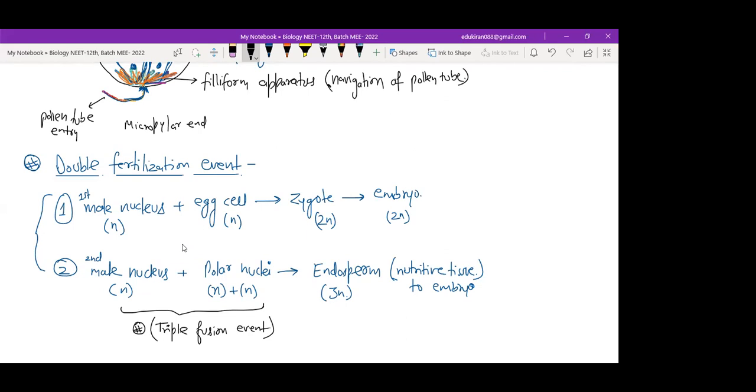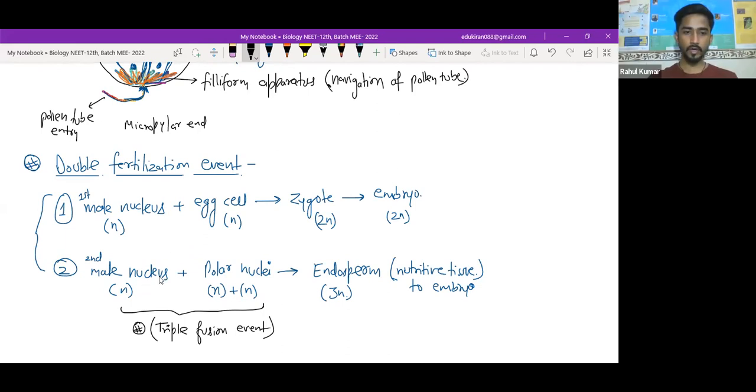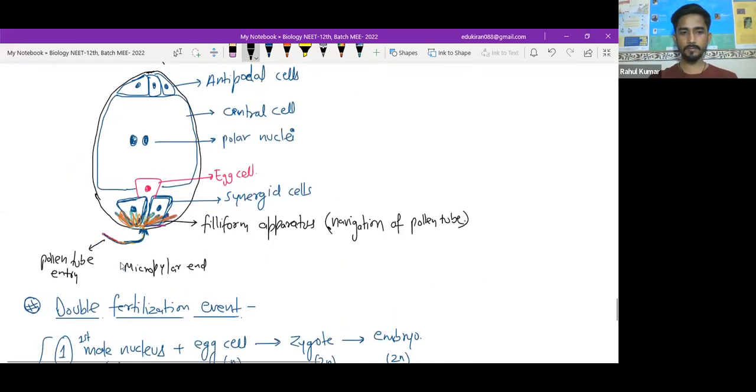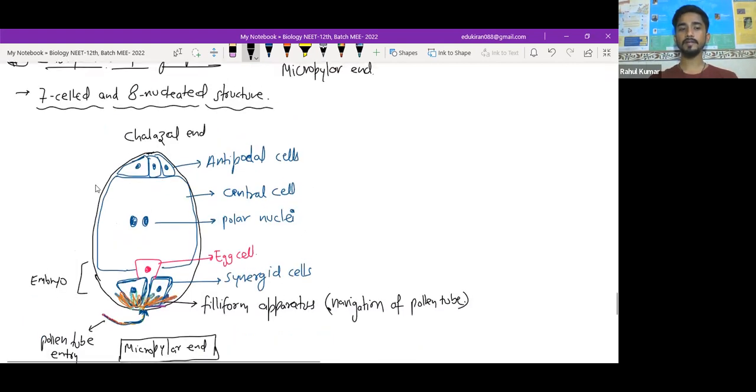Basically, towards the micropylar end, this end is important, remember, because this is where the zygote and embryo develop. So one pollen tube will form here. Ultimately this region will become the embryo. Towards the micropylar end we will have the embryo, right? And towards the chalazal end will be the endosperm. This region will become the endosperm later on. Do you understand?